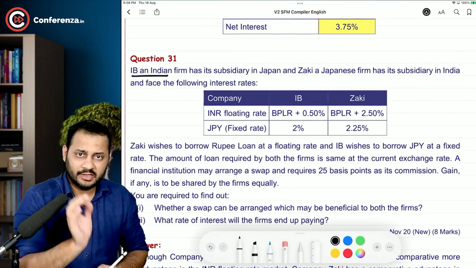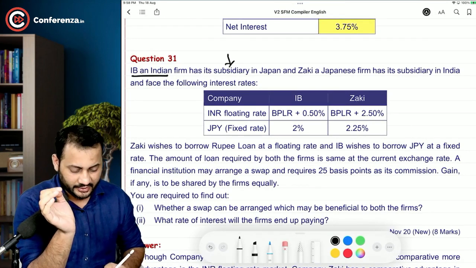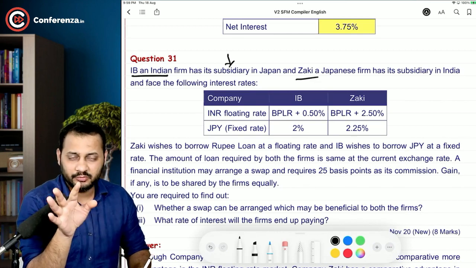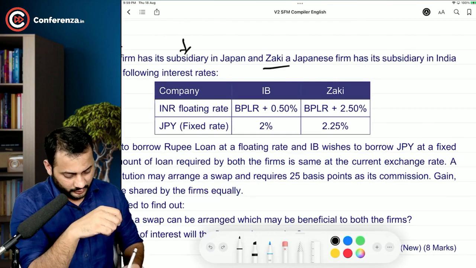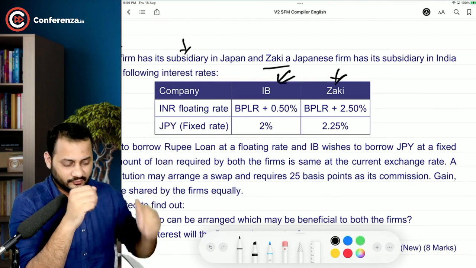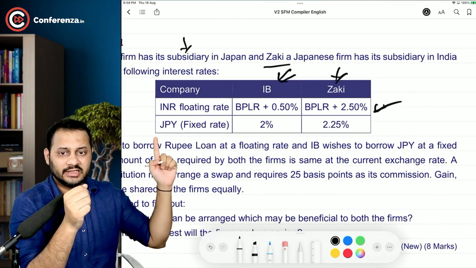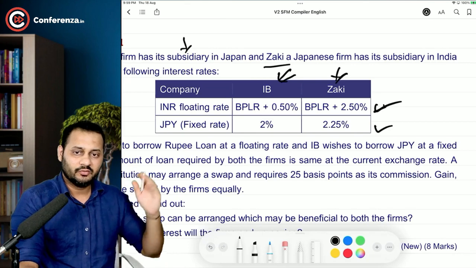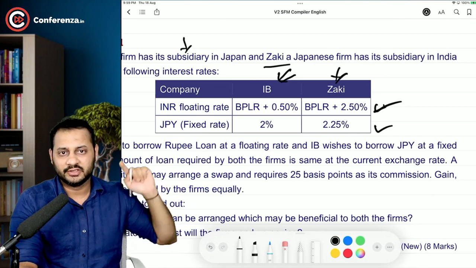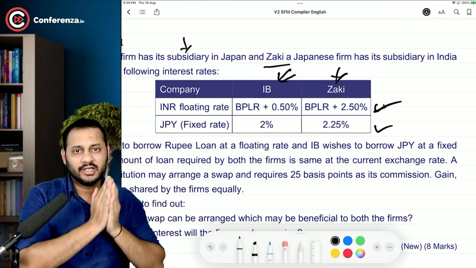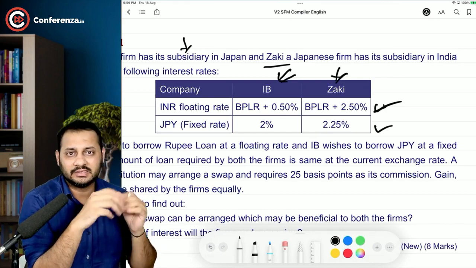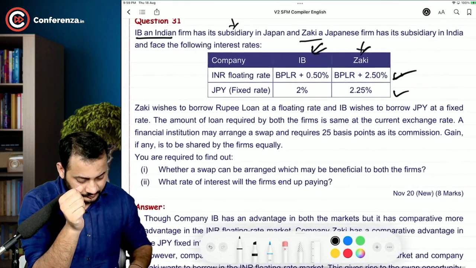I'm an Indian firm. That means I can borrow in Indian rupees. But I have a subsidiary in Japan, so I can borrow in Japanese yen also. Similar with Zaki, which can borrow in both the currencies. Now, if IB and Zaki want to borrow in INR, the floating rates are available to them, and in Japanese yen, the fixed rates are available to them. Forget about the INR and Japanese yen, that doesn't matter. What matters the most is the floating rate and the fixed rate. So IB can borrow in floating and fixed as well. Zaki can borrow in floating and fixed as well. So both firms have both types of access in the market.